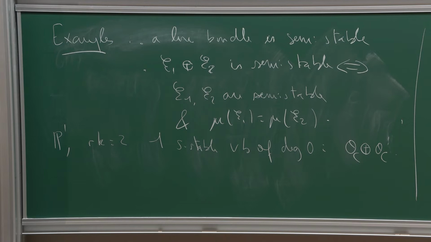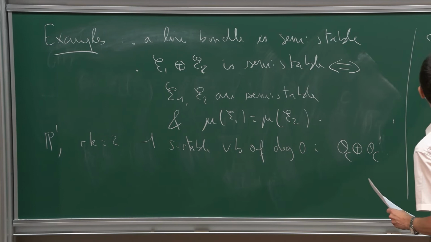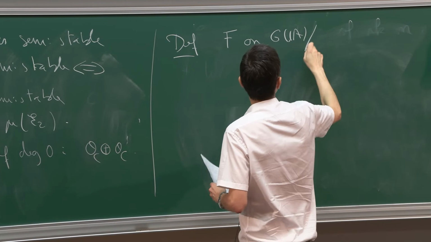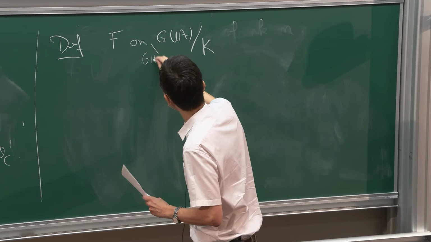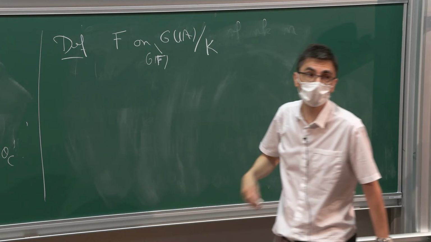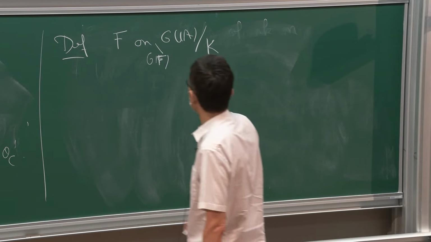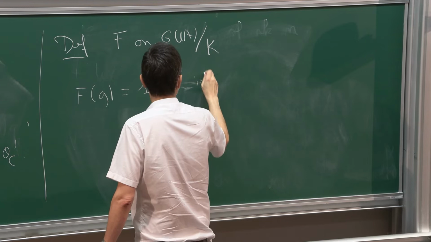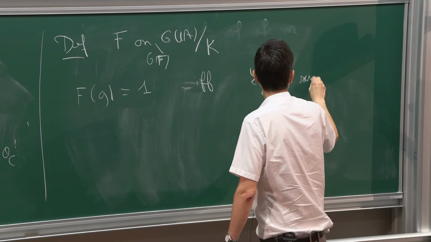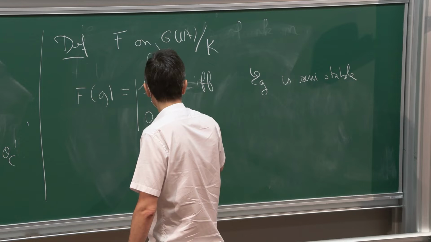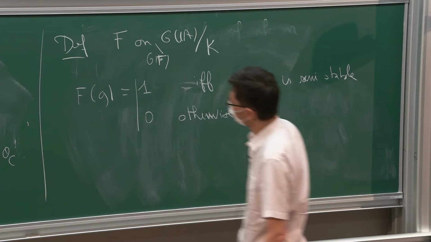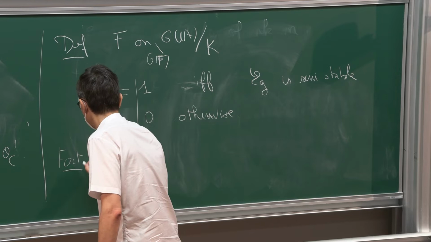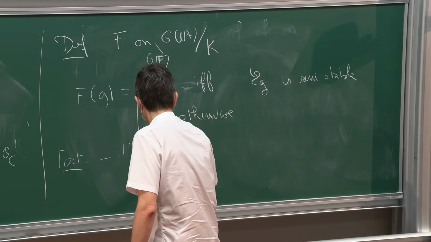So I will define a function f on G(A), in fact on G(A) mod K, and in fact on G(A) mod K mod G(F). For simplicity, if F is a number field, think about Q. And f(g) is 1, so this is a characteristic function, if and only if the corresponding vector bundle is semi-stable, and it is zero otherwise. And the fact is, first, it is invariant under the center.